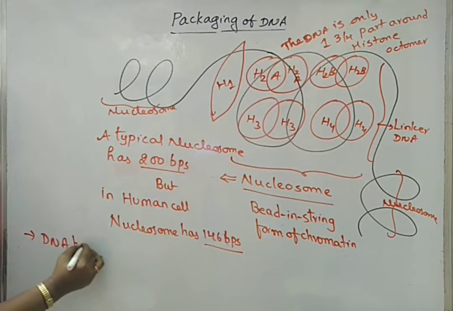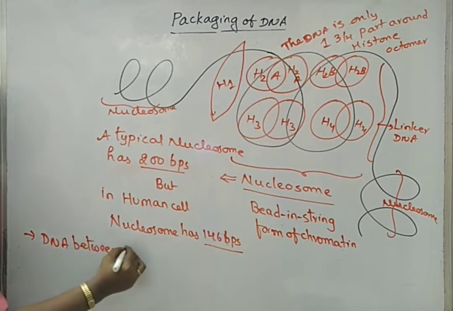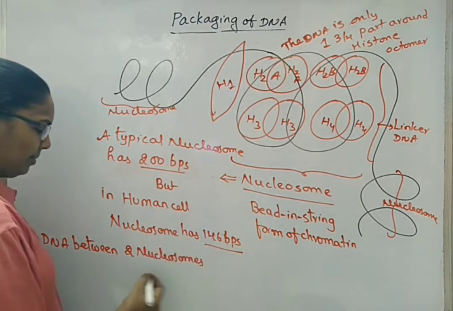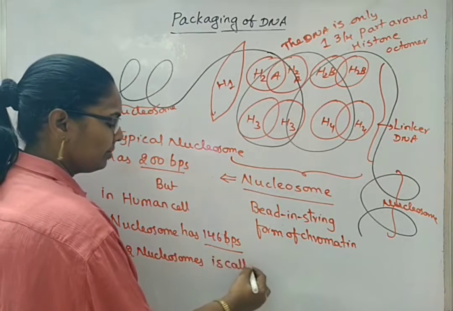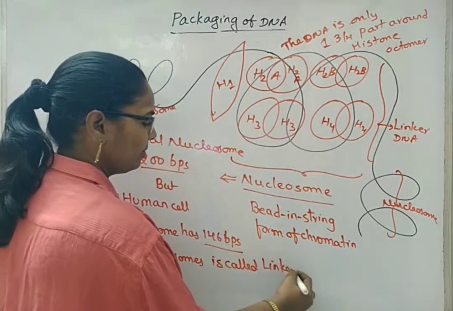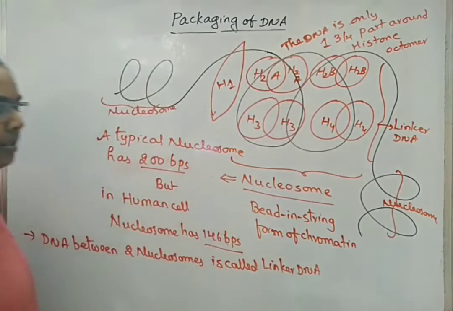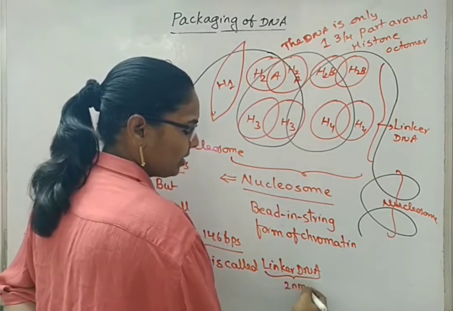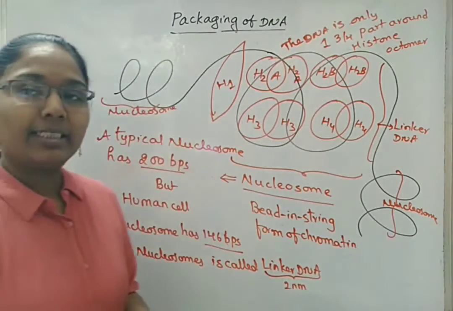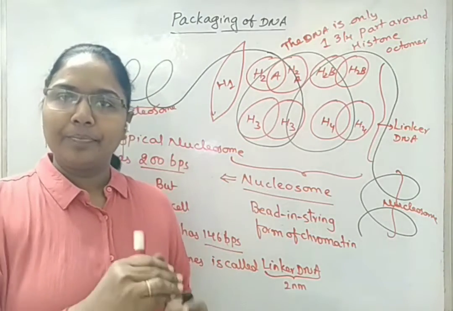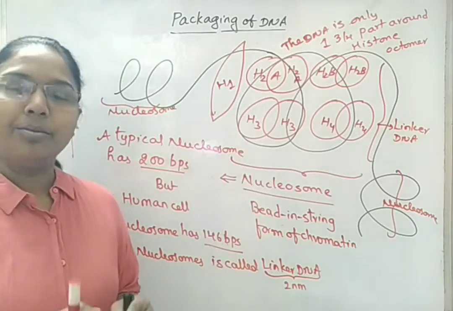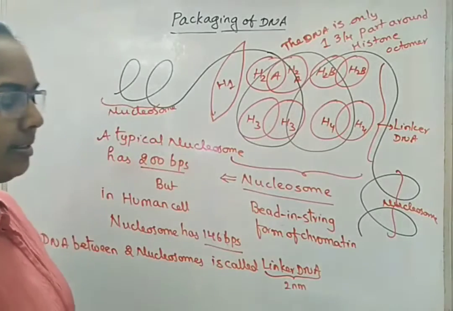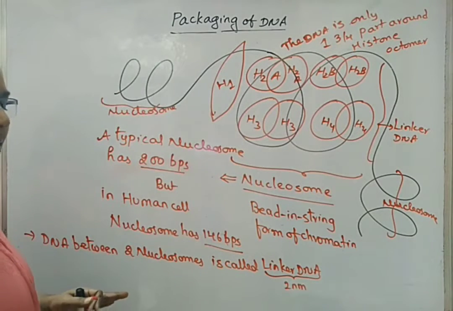DNA between two nucleosomes is called linker DNA. And the length of linker DNA can be 2 nanometers. We know that complete length of DNA in case of a human cell is 2.2 meters. But the linker DNA's length is very much less compared to the complete length of DNA.